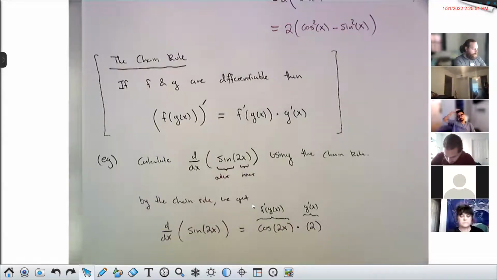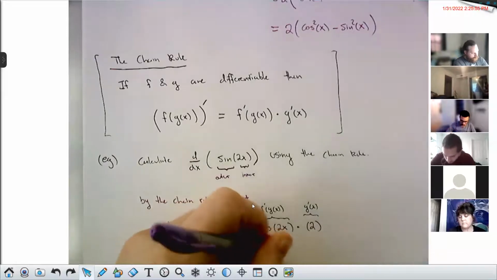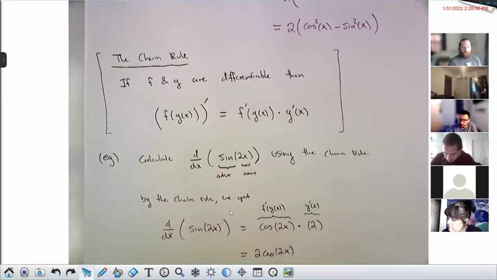Now this is 2 cos 2x. And it's very reasonable at this point to say, well, that doesn't look anything like what I got up here. Up here, I solved that same problem earlier, and I got 2 times cos squared x minus sin squared x. Here, I got 2 times the cosine of 2x. Can anybody explain that?